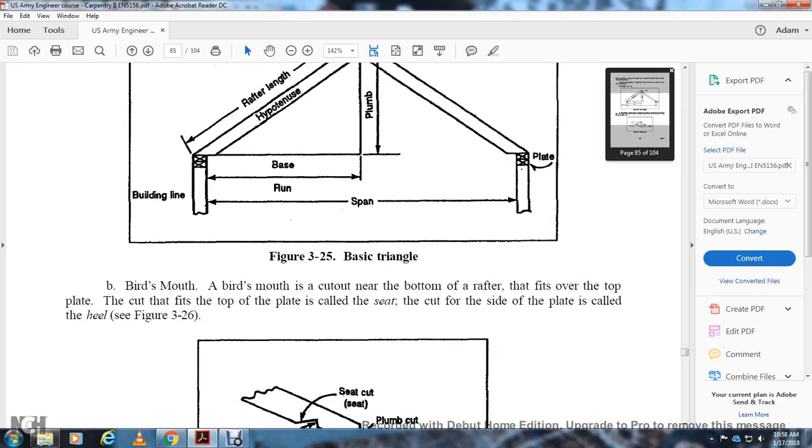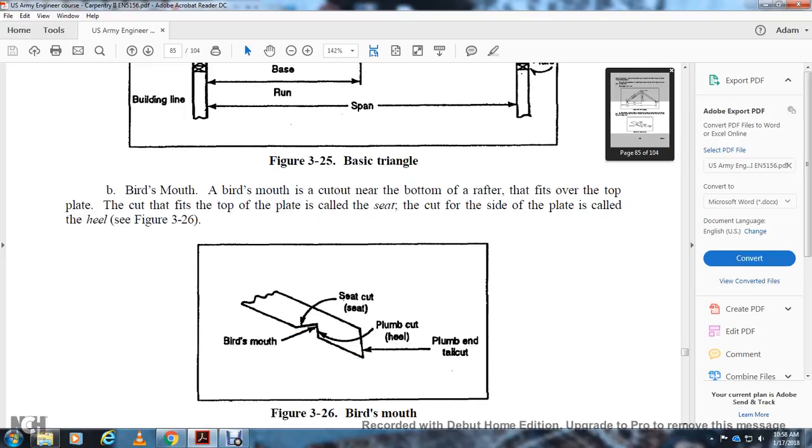The bird's mouth is cut out near the bottom of the rafter, first over the top of the plate. The cut that fits the top of the plate is called the seat. The cut over the side of the plate is called the heel. The bird's mouth fits on the plate, the rafter sits on the seat, with the plumb cut from heel to seat, and the heel, the plumb, and the tail cut.